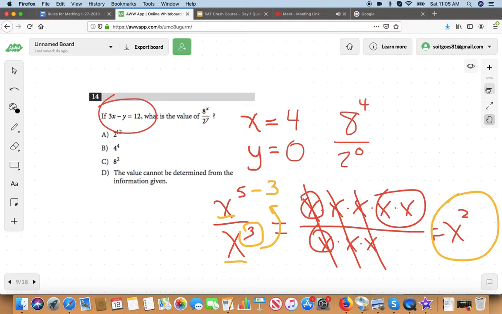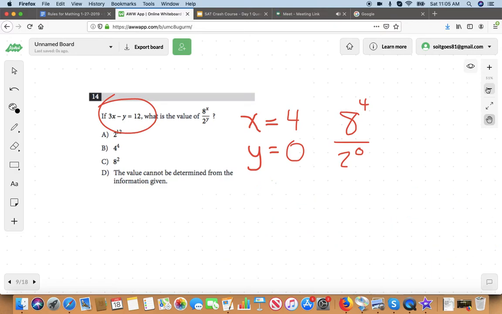Now, what if I showed you x to the power of 5 over x to the power of 5? What does that equal? Would that be just x? What's anything divided by itself, Caden? Divided by itself would be just 1. Anything divided by itself is 1, right?